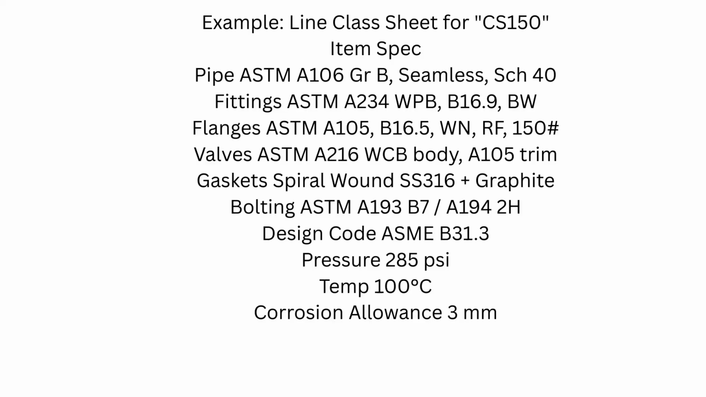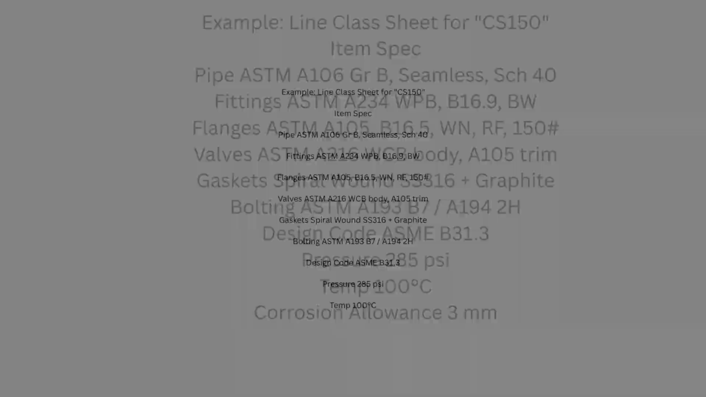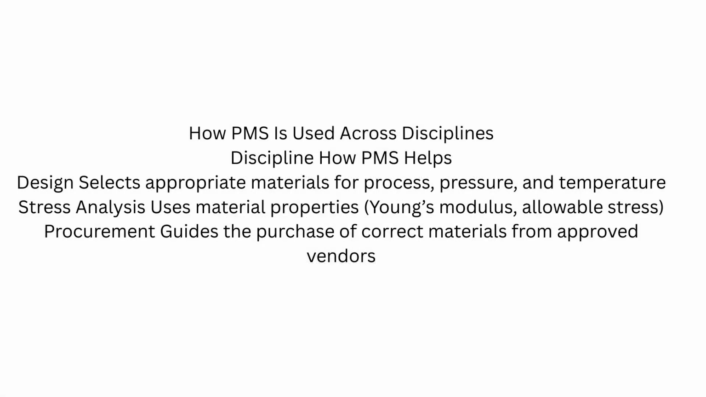Gasket: spiral wound SS316 plus graphite. Bolting: ASTM A193 B7, A194 2H. Design code B31.3. Pressure 285 psi. Temp 100 degrees. Corrosion allowance 3 mm. How PMS is used across disciplines.